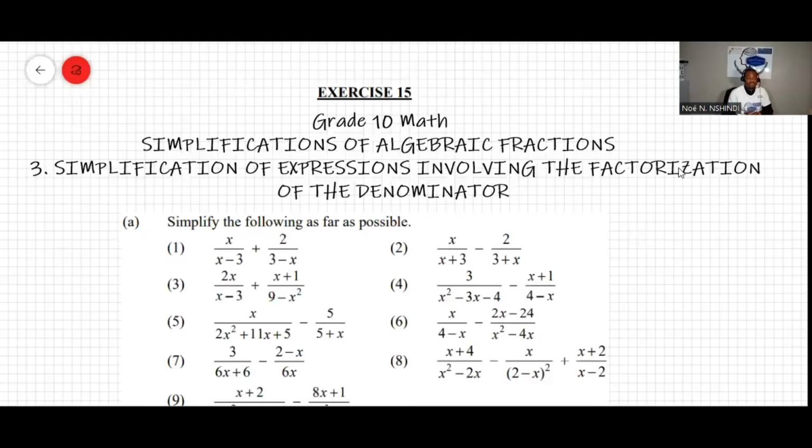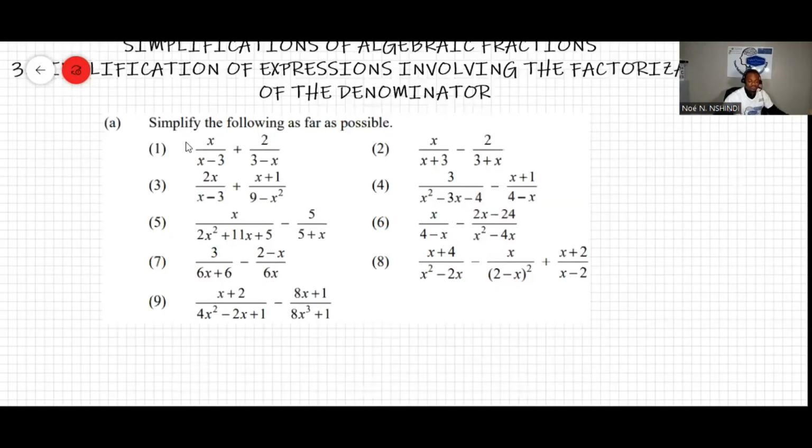Well, now we are going to do this series of exercises, simplification of expressions involving algebraic expressions involving the factorization of the denominator. It is similar to what we did before, but a little bit advanced. Okay, so now I will do the first question here.